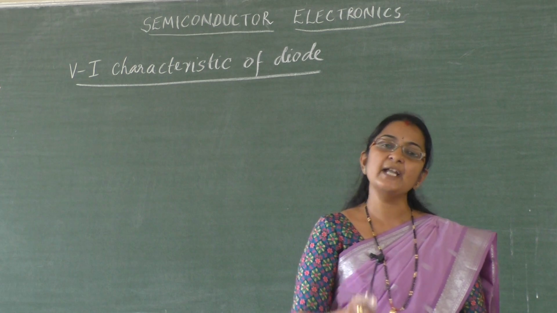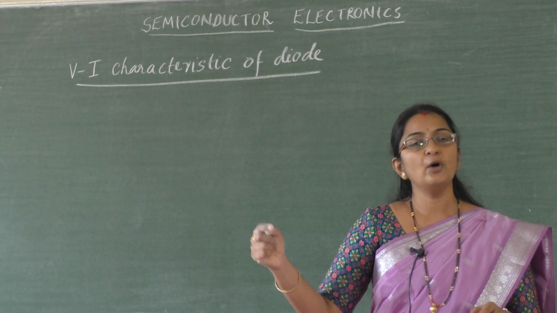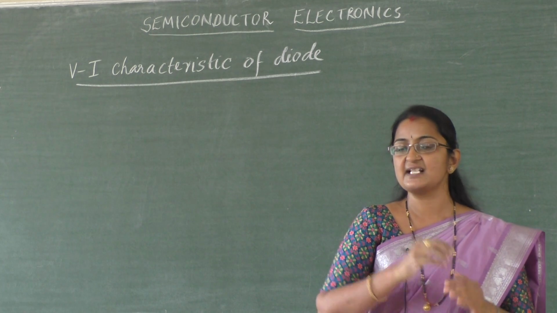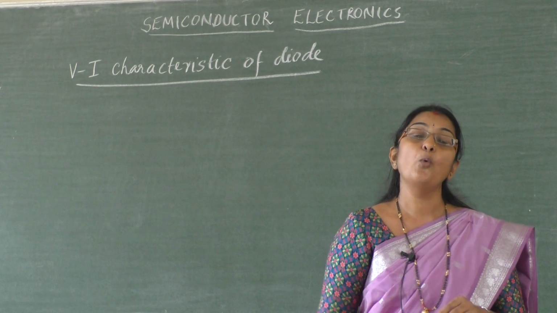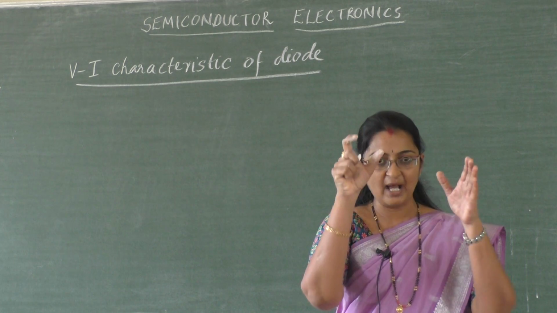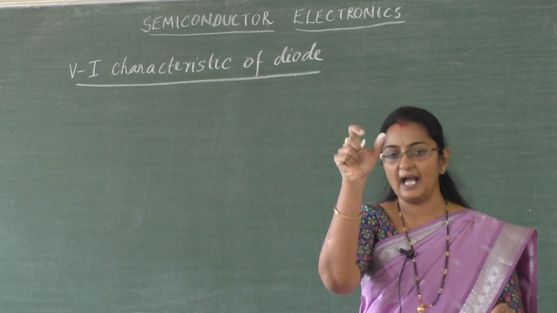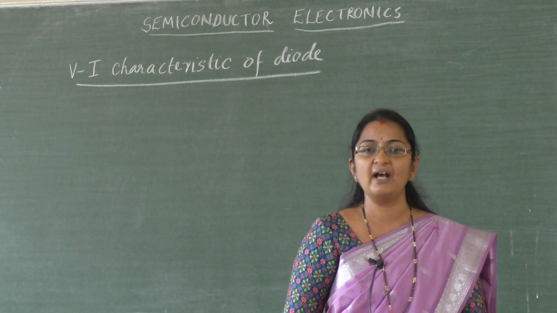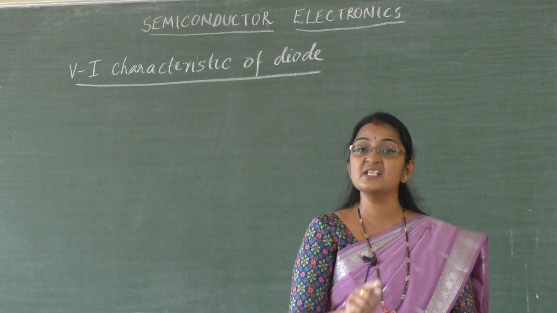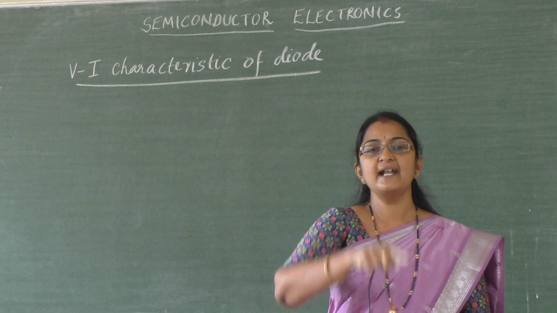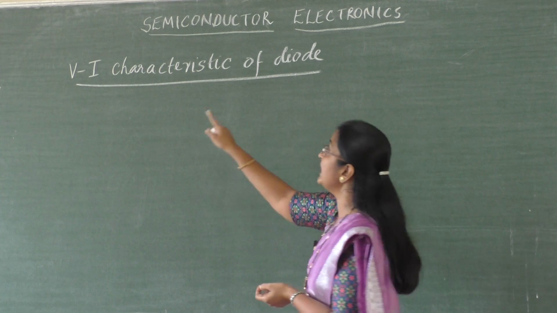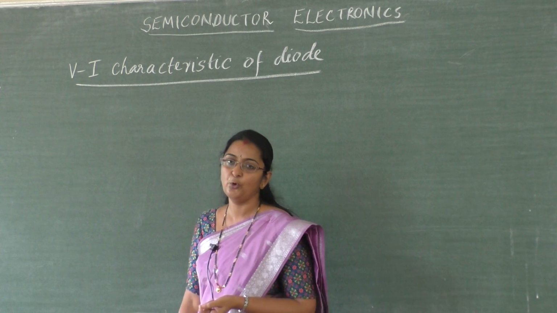Now, when the diode is under forward bias, you are applying the external voltage. When you apply the external voltage, as the external voltage increases, what happens to the current in the circuit? Those values we are noting down, V value and I value, and after noting down those values, we plot a graph, V versus I. Here V, voltage, is taken along x-axis and current is taken along y-axis, and that is called VI characteristic of diode.